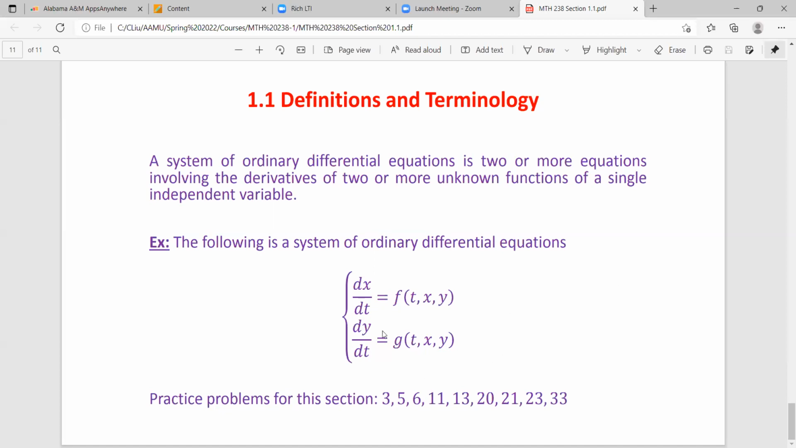So as I said, this example has two functions, x and y. They are both functions of t, which is the independent variable. So this is a system of ordinary differential equations. You got derivatives of x and y both with respect to the independent variable t. So x and y are not independent variables in this case. So dx over dt equals f of t, x, y, and dy over dt equals g of t, x, y. Okay, so we got two differential equations in this case, two functions to solve, one independent variable. Okay, so that's a system of ordinary differential equations. So that's just the definition. Any questions?